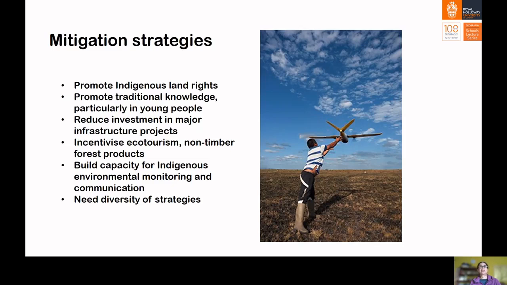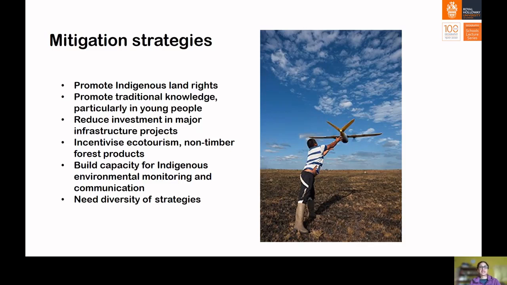Promoting traditional knowledge, as I said before, you saw that one of the prerequisites for these community owned solutions is having intimate traditional knowledge. So it's really important to continue promoting that and making it clear that traditional knowledge is just as legitimate as scientific knowledge, particularly for young people who are in the national level schooling system that doesn't really take into account traditional knowledge at all. So I think that's really important.